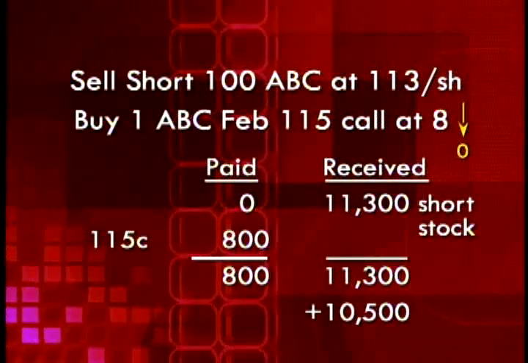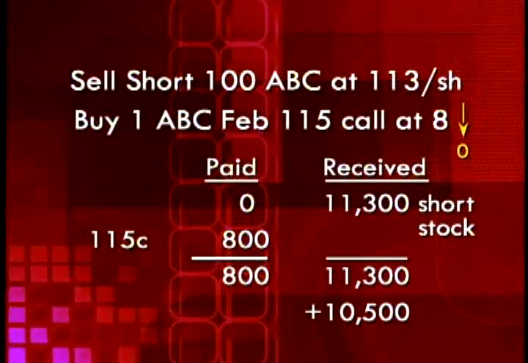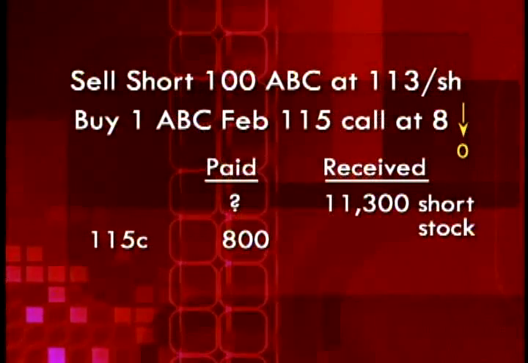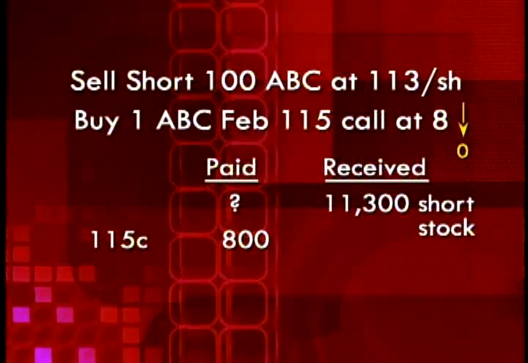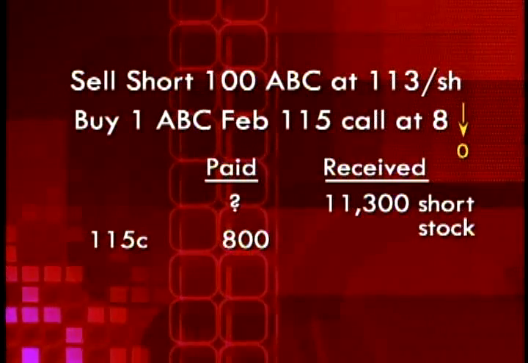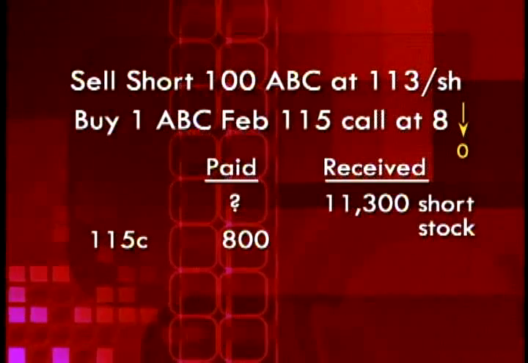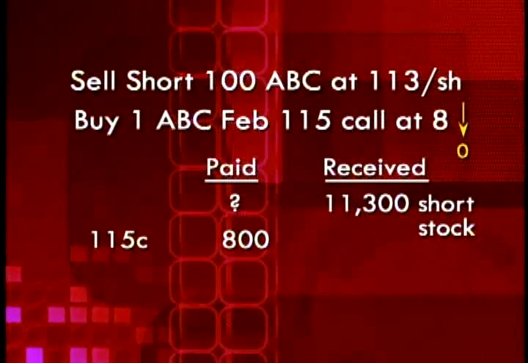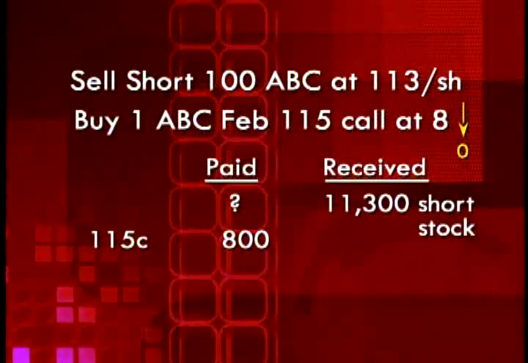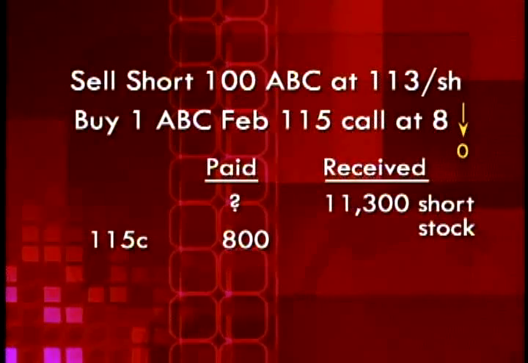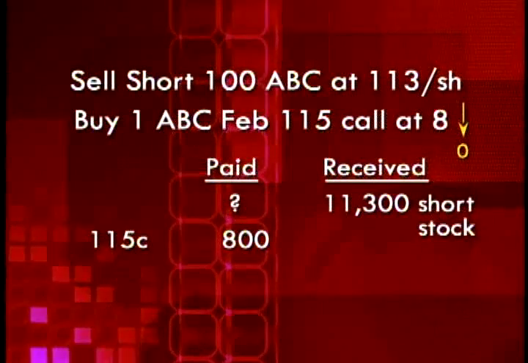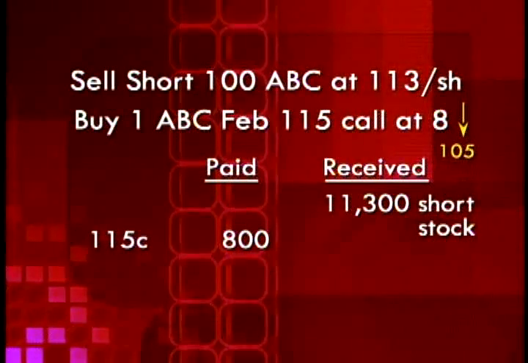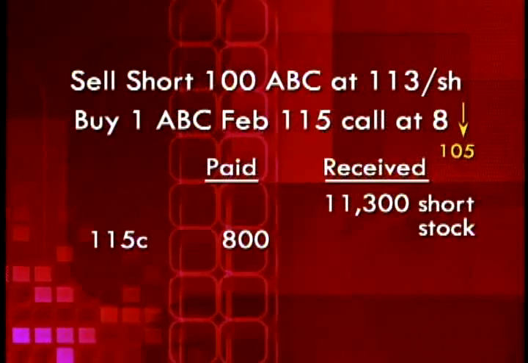Now, another question that you might be asked about this particular position is, what is the break-even point? Now, we know that on a short sale, the investor wants the stock to fall. Ordinarily, this investor would make money if the stock fell below 113 because that's the price that the original short sale occurred. But remember that this investor also paid $800 for the call. That's the insurance policy cost, and we need to recover that cost. Therefore, the investor must make $800 on the short sale just to offset the cost of the call. So the stock would have to fall to 105 for the investor to break even.